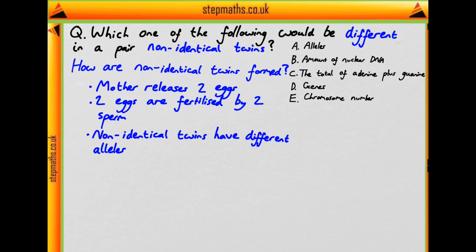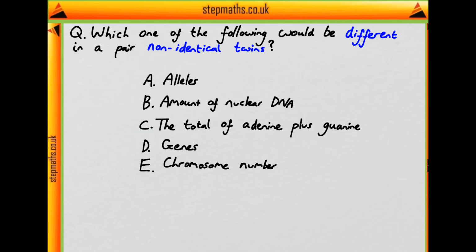And this contrasts to identical twins, which are formed when there's one fertilized egg which splits and develops into 2 separate babies. And so, as we know that they are non-identical, we know that they have different alleles, as they have different characteristics and therefore must have different alleles for the same genes. So now, even though we know our answer is A, I'll quickly go through the rest to show why these would be the same in non-identical twins.